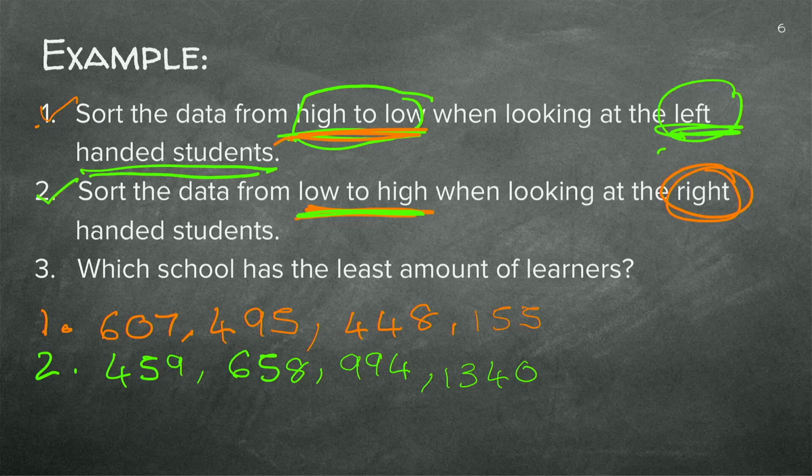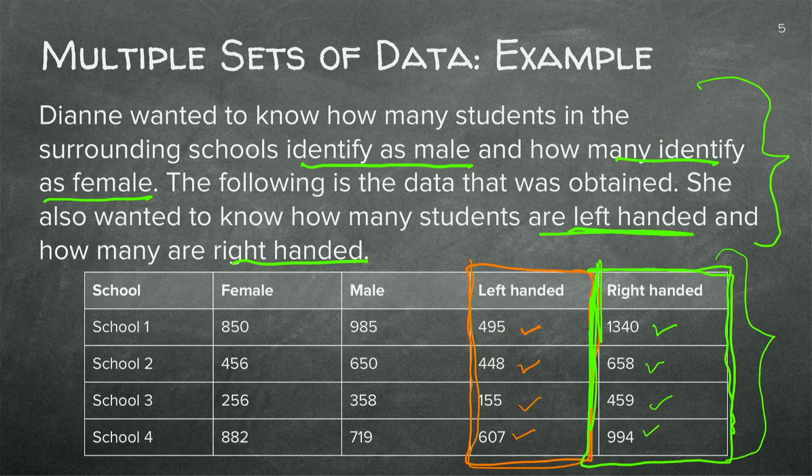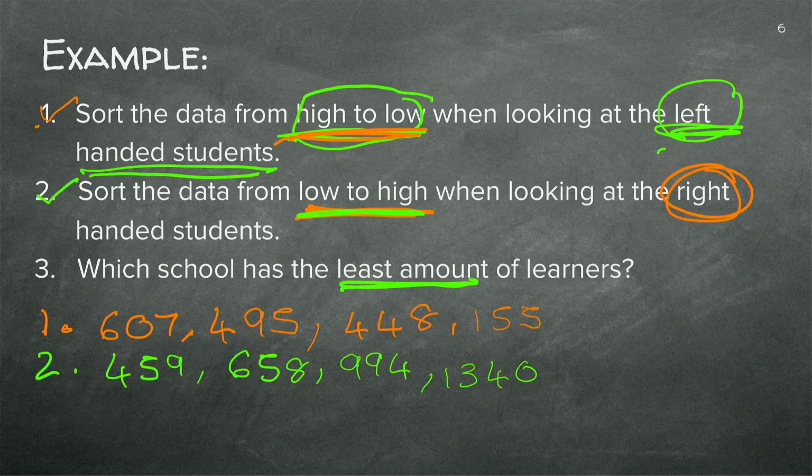Now, our third and final question. Which school has the least amount of learners? How are we going to determine this? Because they give us the amount of females and males in each school, we can simply add these two together, and then we know how many learners are in each school. I'm just going to quickly do the calculation. Please do it with me and check me as well, and then we can determine from that calculation which school has the least amount of learners.